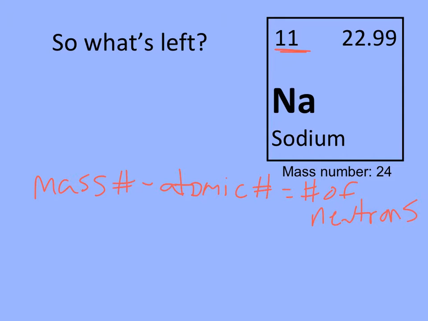So in this example, we have a mass number of 24. This sodium atom has a mass of 24. And we're going to subtract the atomic number, which is 11. And that should equal our number of neutrons.